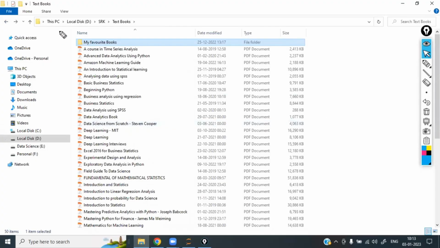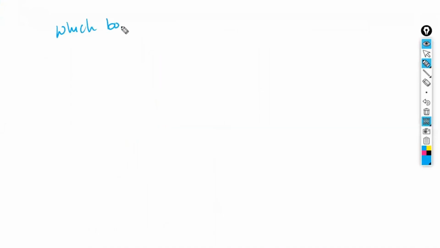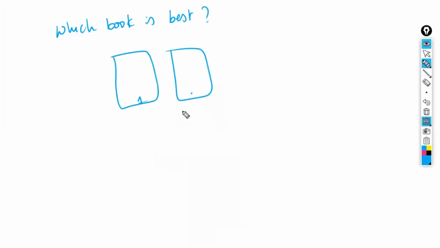Now, some students will ask me, sir, which book is best? Which book is best is the question. Read the first page and the second page. After reading page number 1 and 2, if you are getting interest towards page number 3, that is the best book. If you are getting sleep, that is the worst book. Simple. Which book makes you sleepy, that is the worst book.